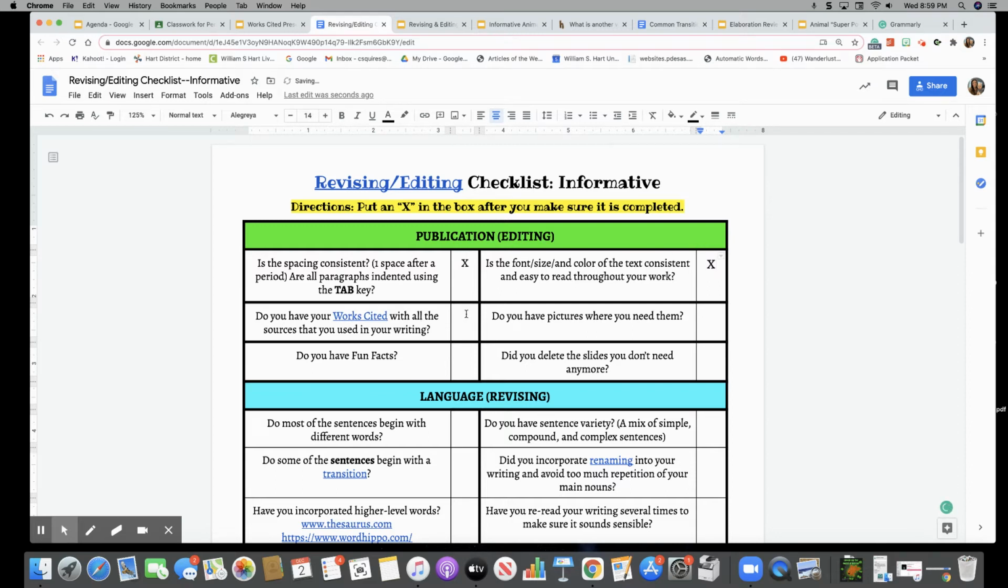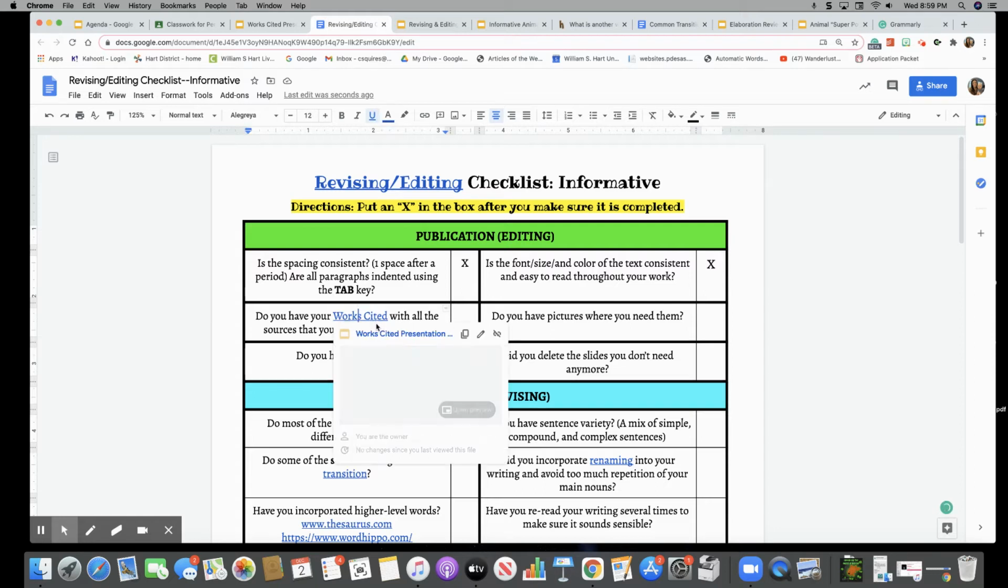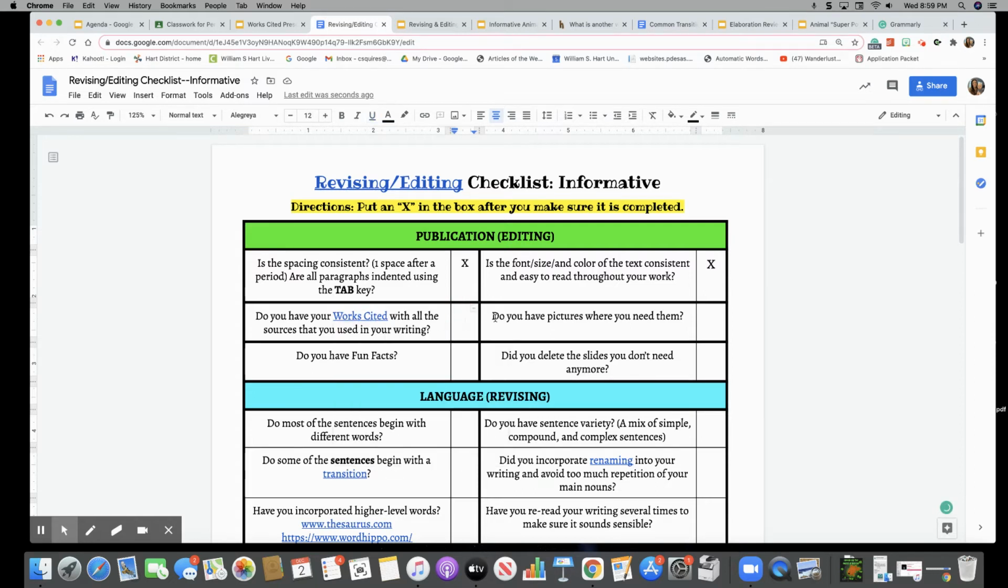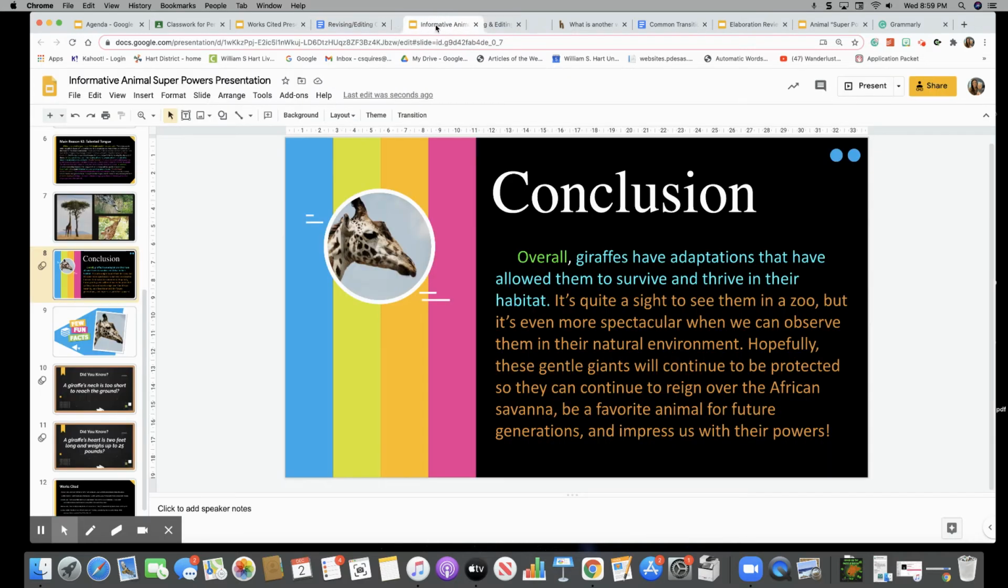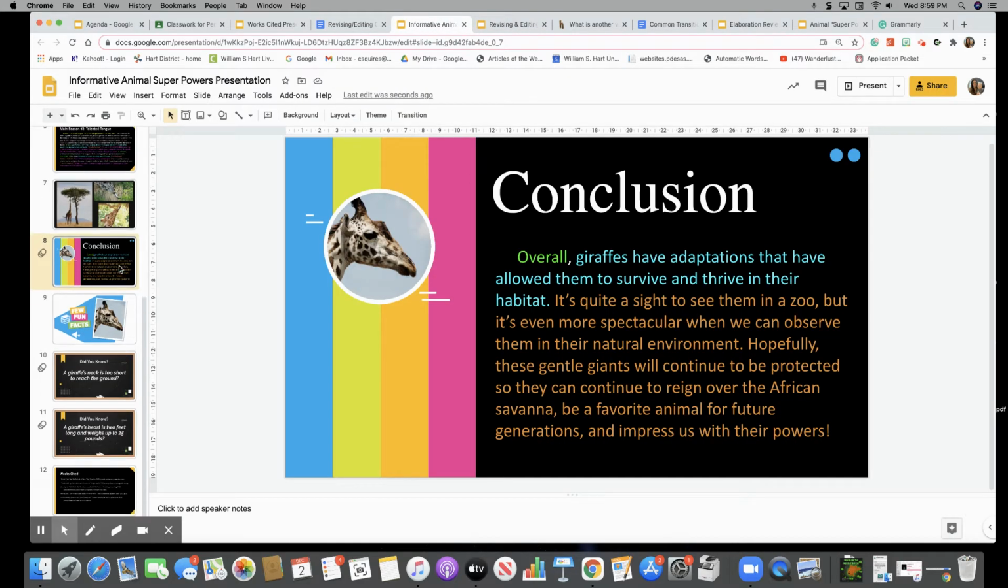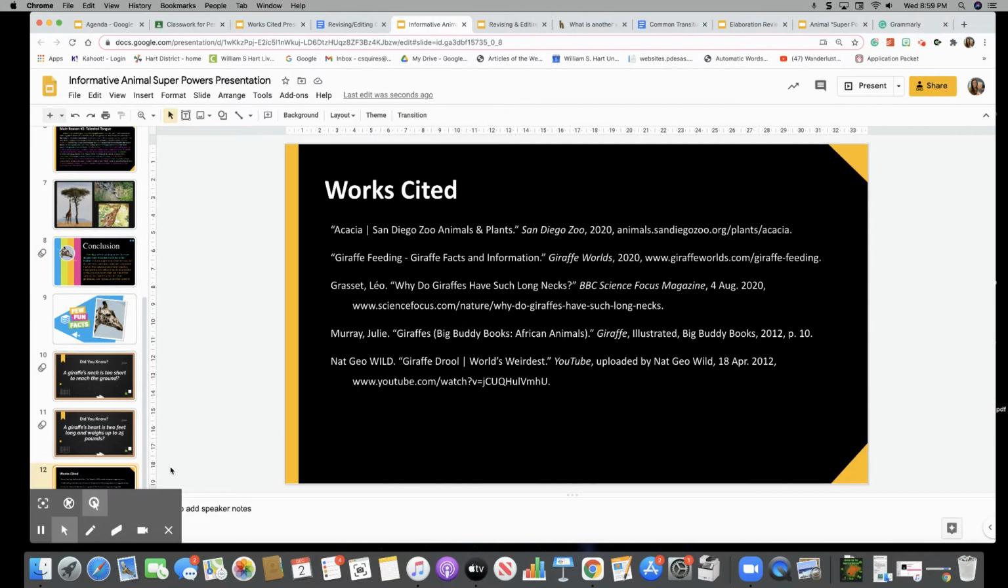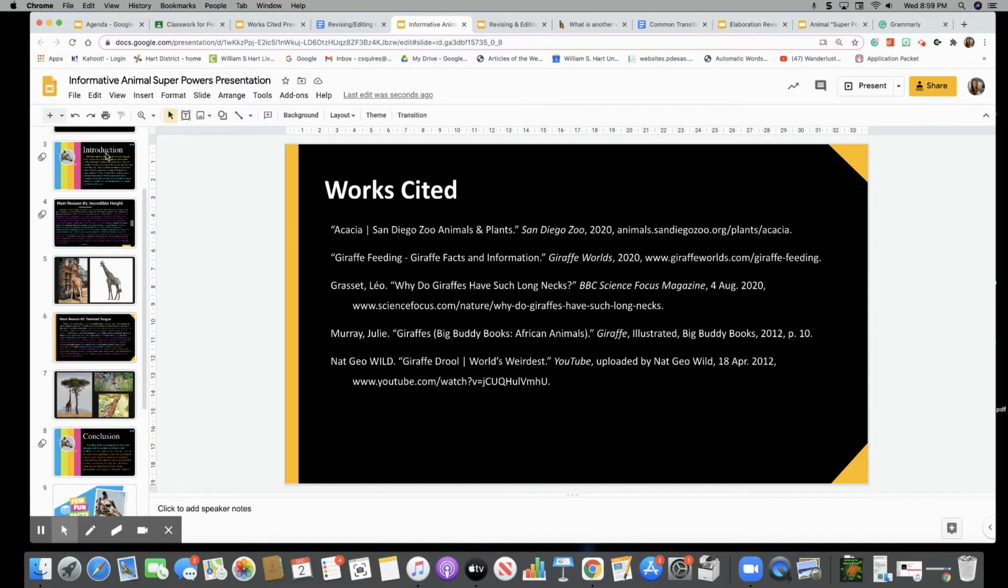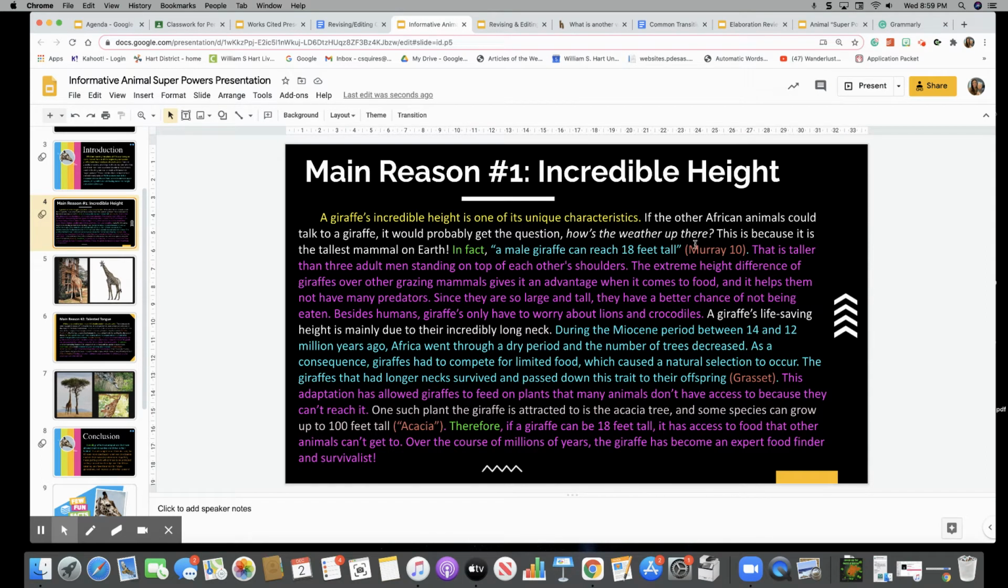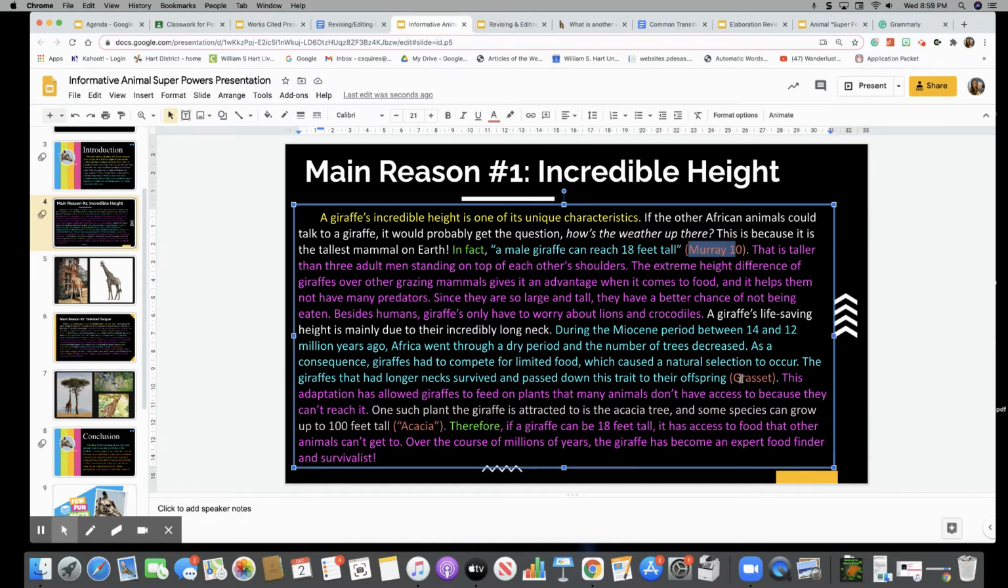Do you have your works cited with all of the sources that you used in your writing? And I have linked things to help you. So I have a link to my works cited presentation in case you need it. So let me go back to my document here. And I have my works cited. And what I'm asking is, have you included all of the things that you cited in your body paragraphs? Does that appear in your works cited?